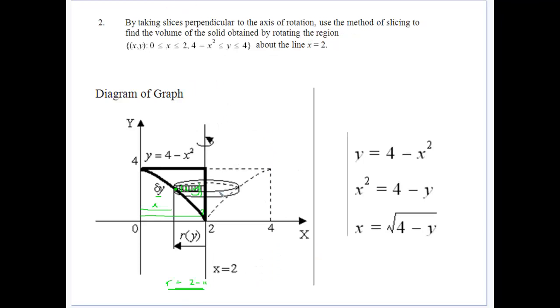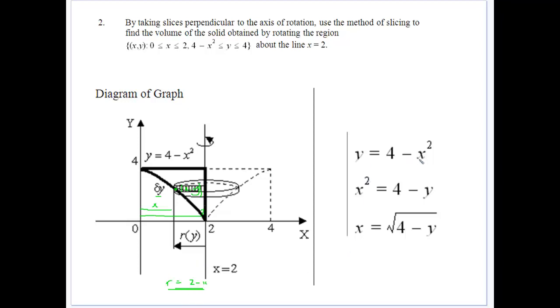So we look at the next one. This time again, we're rotating around x is equal to 2. So our thickness is going to be delta y. Our function is 4 minus x squared. This time the radius of our disc is going to be 2 minus the distance x across there, so 2 minus x. So there's our radius.